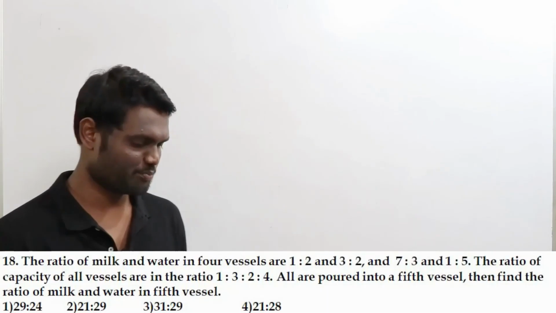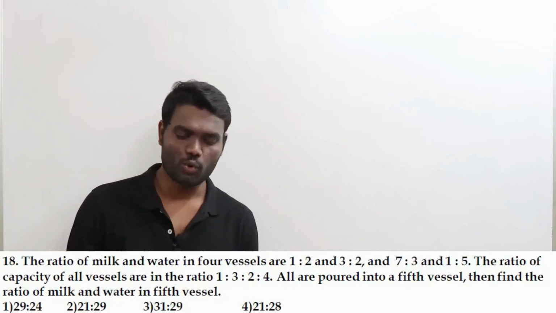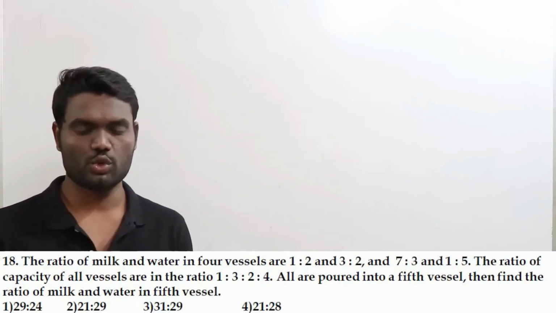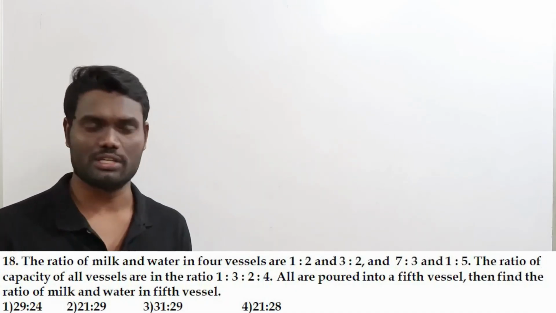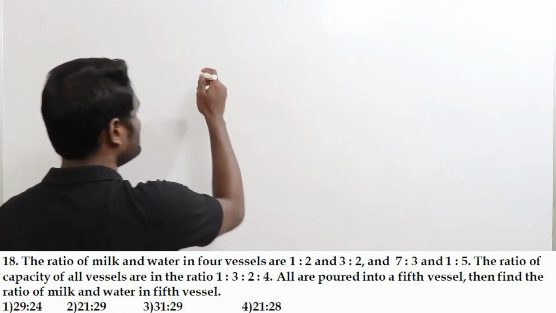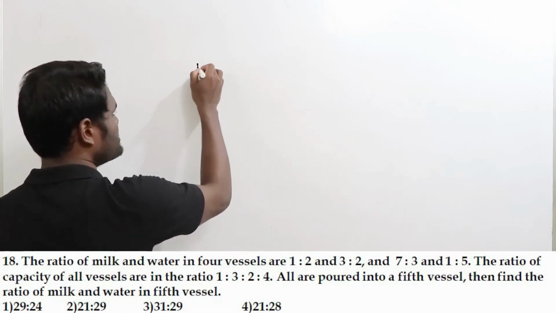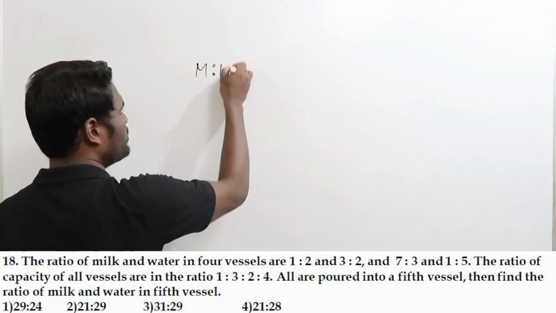Okay, next example. The ratio of milk and water in 4 vessels are 1:2, 3:2, 7:3, and 1:5. Now the question is about 4 vessels, it's not about 3 vessels. So it is saying that milk to water ratio. So 4 vessels we have where milk to water ratio.